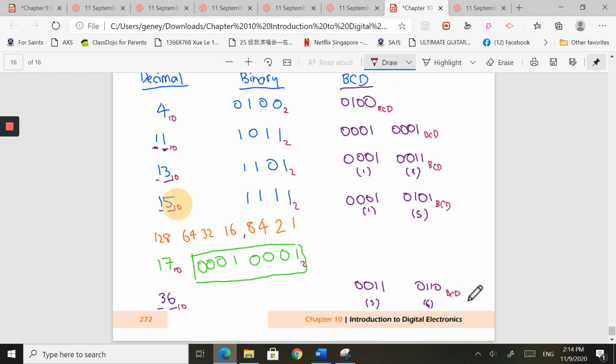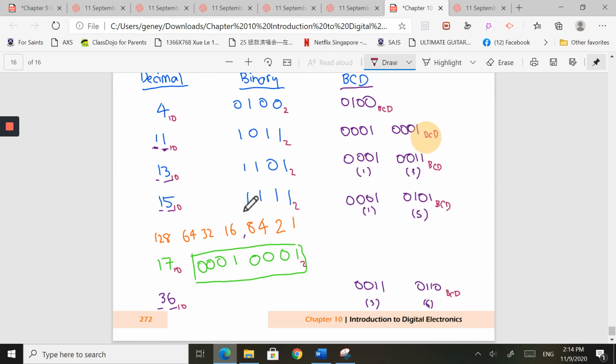Okay, so this is the information you need to know about decimal, binary, and BCD numbers. Know how to convert between decimal to binary, binary to decimal, decimal to BCD, BCD to decimal, and so forth. Okay, so that's it.